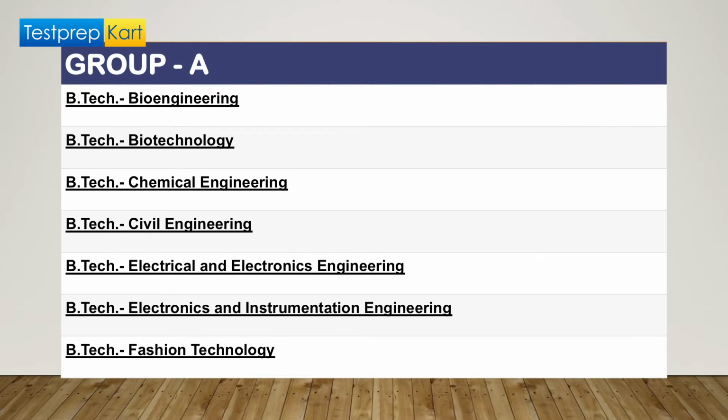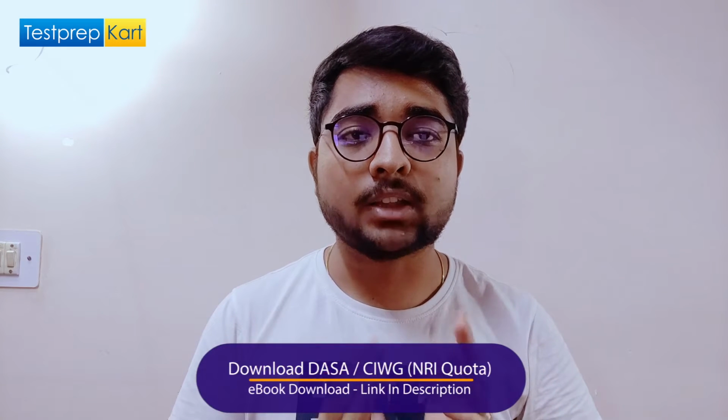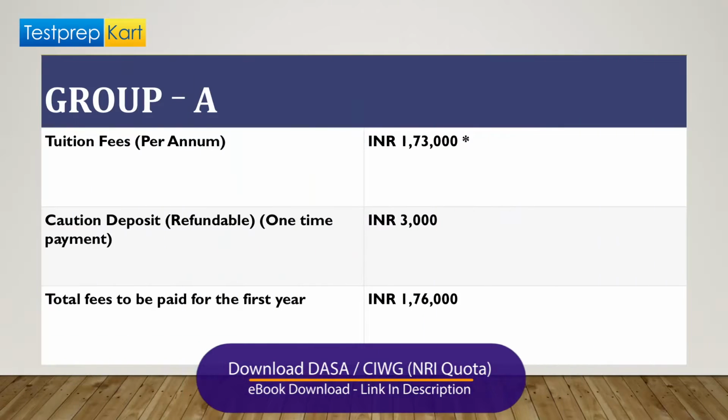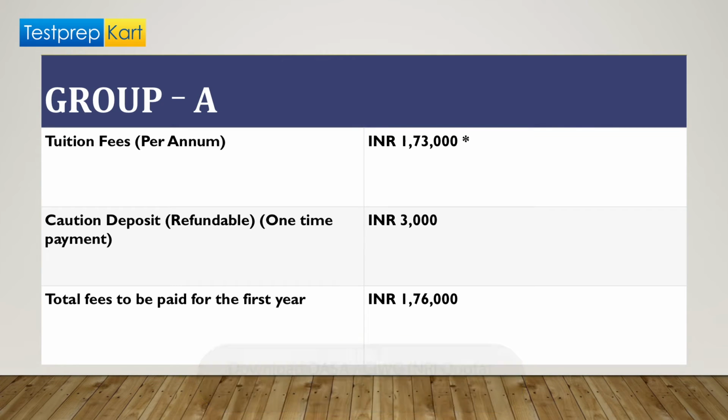So in Group A, there are BTech courses such as Bioengineering, Biotechnology, Chemical Engineering, Civil, Electronics and Electrical Engineering, Electronics and Instrumentation Engineering, and Fashion Technology. So these courses come under Group A, and the fee structure for Group A is around 1,73,000 per year or for 2 semesters. And there will be a caution deposit of 3,000 rupees which will be taken in the first year, which is refundable after the completion of the degree. So the complete fee of first year will be around 1,76,000.